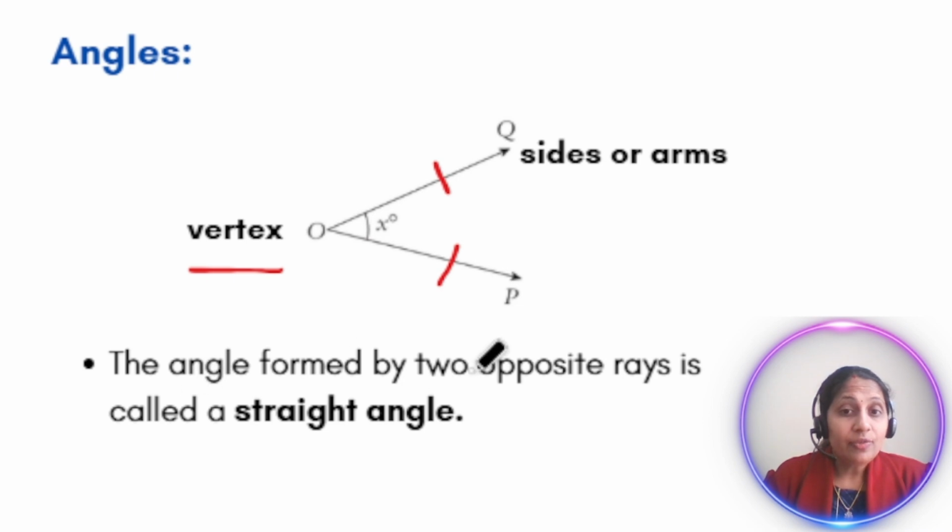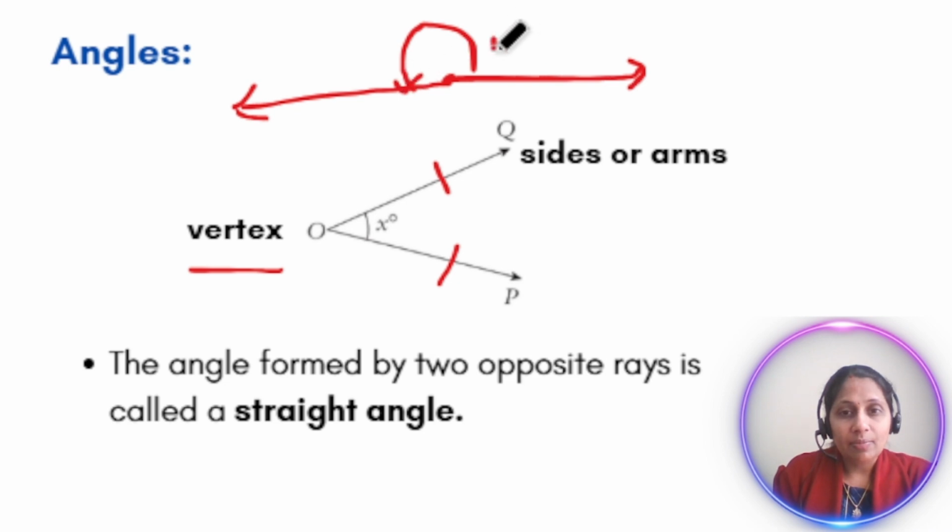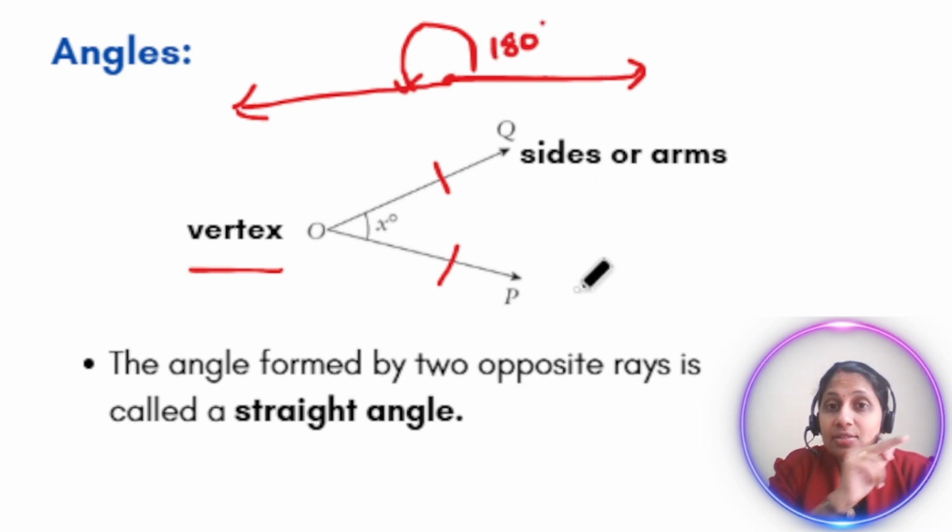The angle formed by 2 opposite rays. One ray is going on this side and another ray going on this side. Exactly opposite. Then you get 180 degrees here. The angle between the 2 rays would be 180 degrees, which is called a straight angle. Why? Because it looks like a straight line.